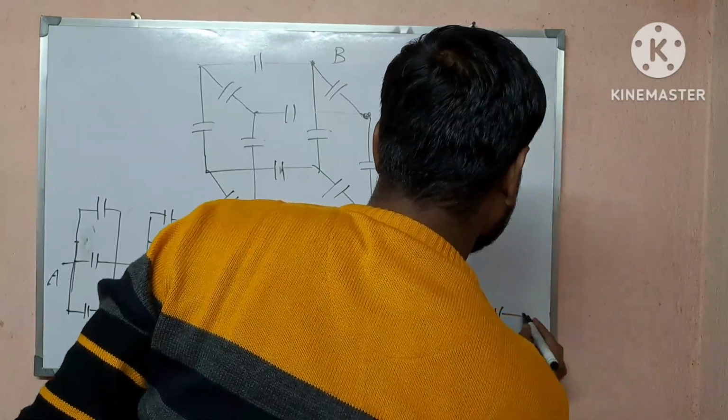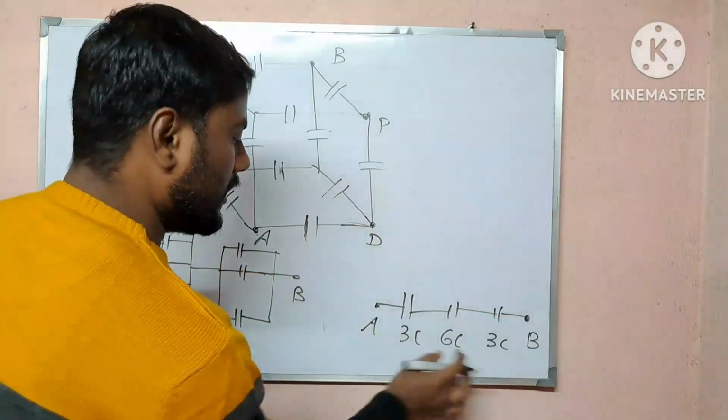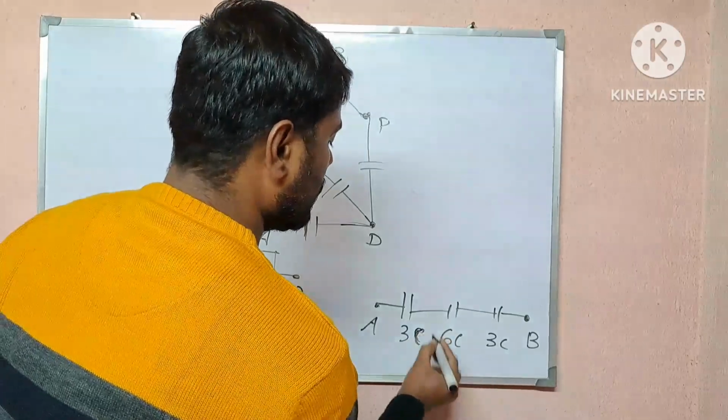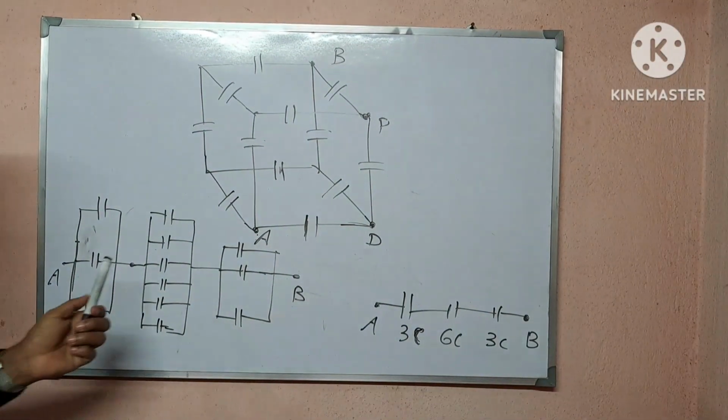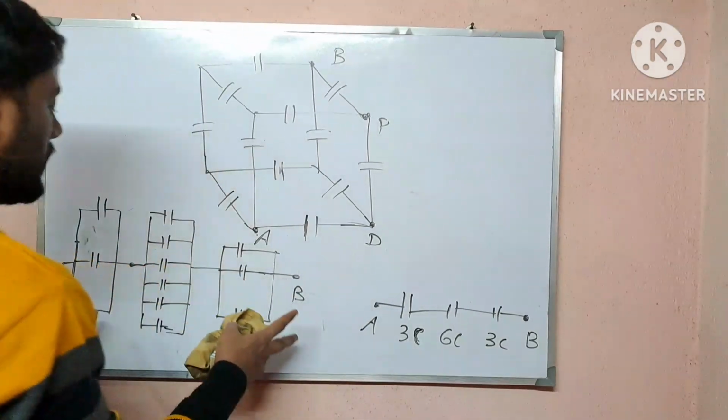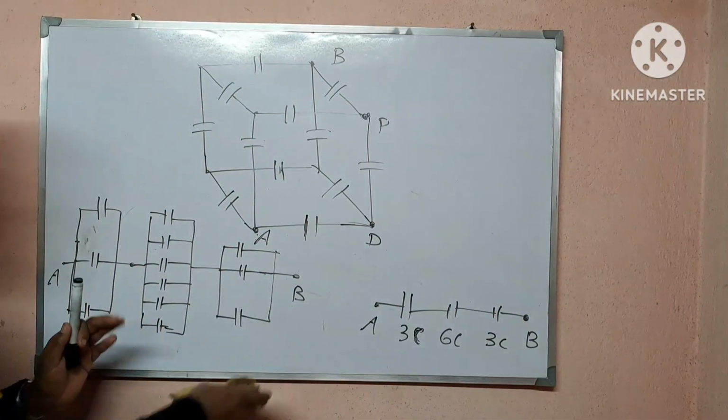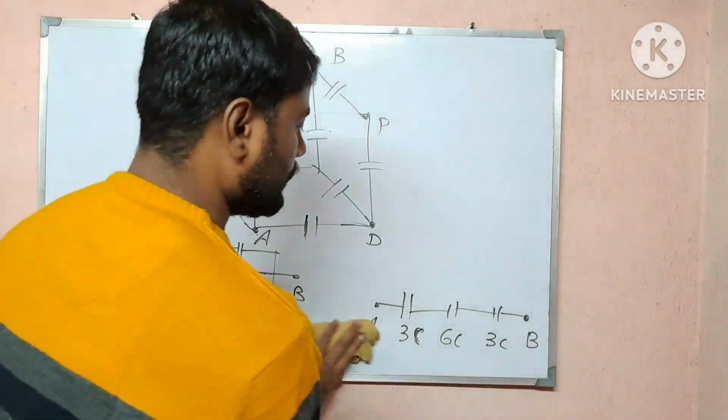Now you have to find the equivalent capacitance between A and B. All of them are connected in series. So I think everybody will be able to solve that part. The big question that arises is how you are able to make that circuit in this way. Let's see that one.